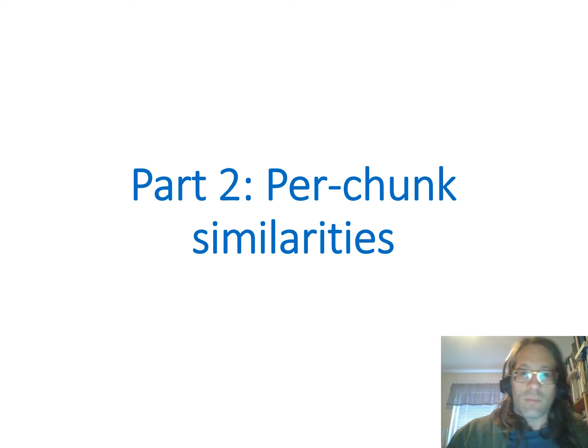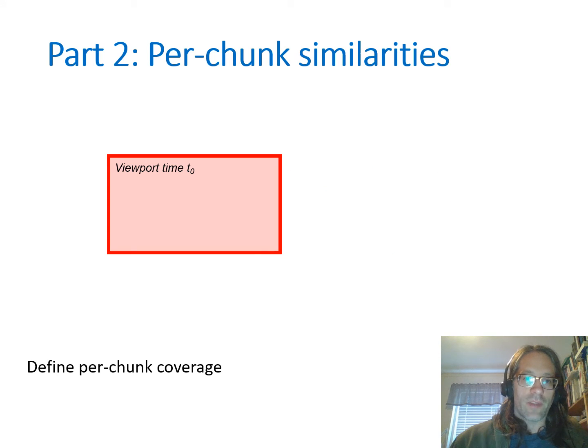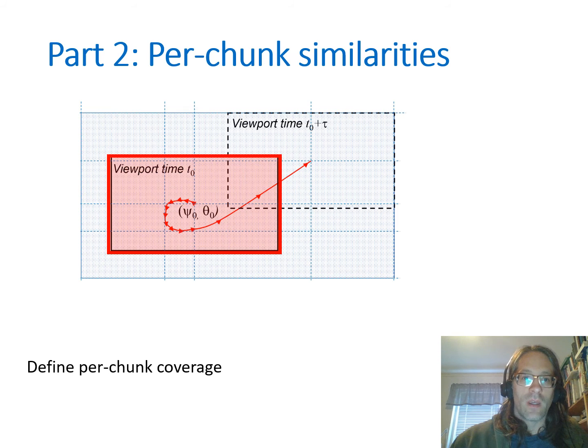Now for the second part, we need to remember that chunks are typically between 2 to 5 seconds long. Now, if we think of the instantaneous viewport at time 0, so the beginning of a chunk, it might look something like this. Now, if we think of what happened over a chunk duration, we might imagine that the head movement follows this red line. So if I do this in a step-by-step way, we might have something like this.